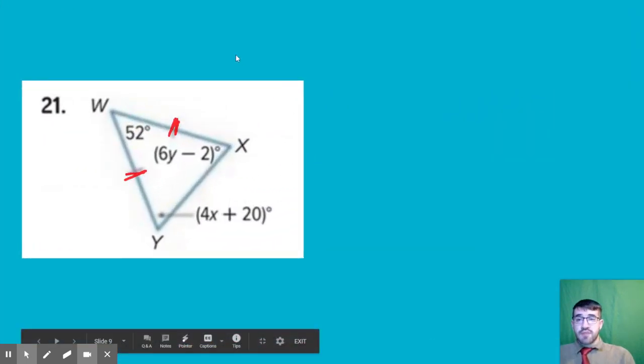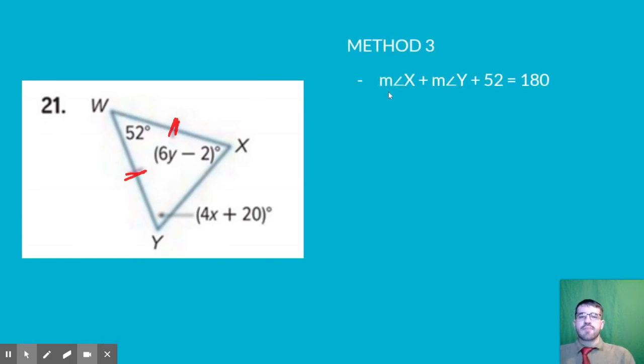Method 3 for doing this problem takes a little bit of a different approach. We know the measure of angle x plus the measure of angle y plus 52 equals 180 degrees. Remember that the measure of angle x equals the measure of angle y. What we do is we substitute in angle x wherever we see angle y, and we'll get 2 times the measure of angle x is going to equal 128. We subtracted 52 from both sides.